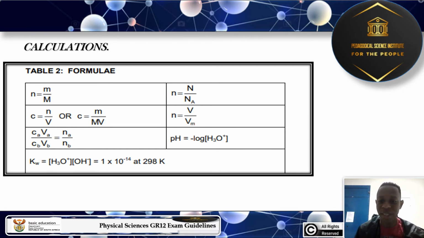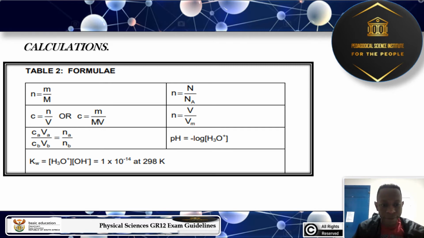Let's look at the formula of pH. I don't know what is happening with my mouse. Seems like it doesn't want to work. Okay, let's minimize it. Let's continue. Why is it? Okay, let's continue.